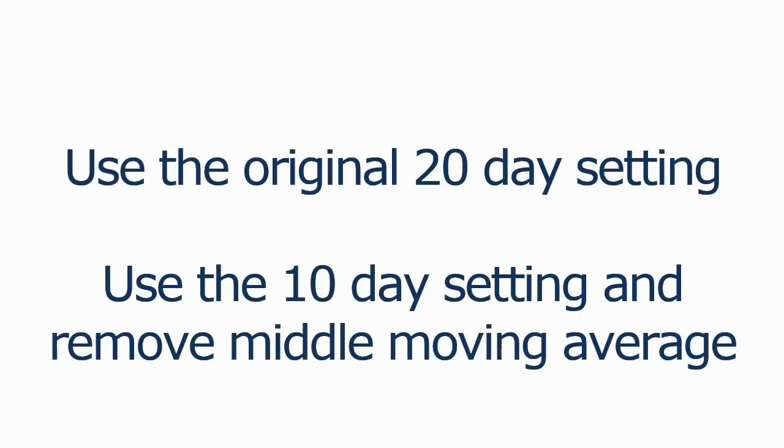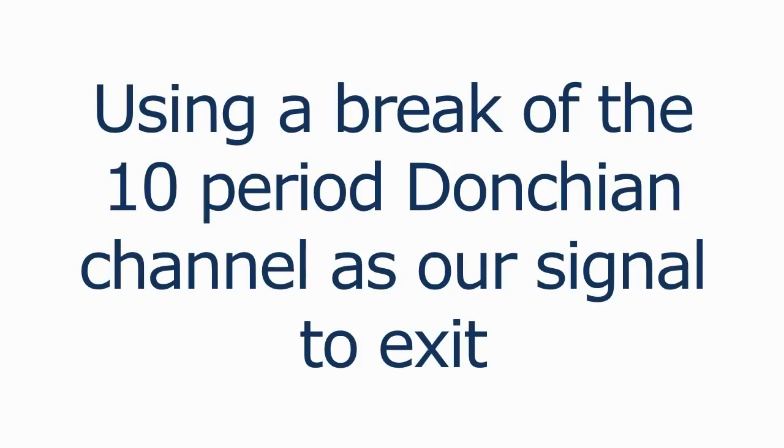So this is an add-on strategy, and we're going to use two channels with different settings. We're going to use the original 20-day setting, and we're going to use a 10-day setting and remove the middle moving average. So in this case, we're using an objective way to take our trading profits by using a break of the 10-period Donchian channel as our signal to exit.